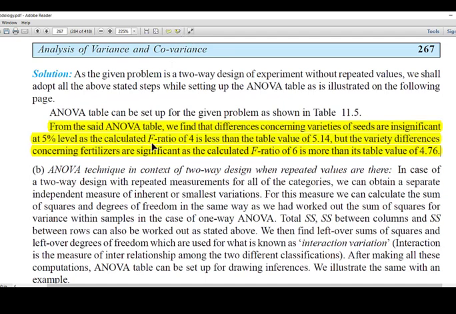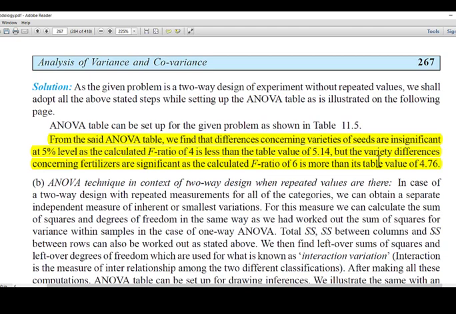From the said Anova table, we find that the differences concerning varieties of seeds are insignificant at 5% level, as the calculated F ratio of 4 is less than the table value of 5.14. But the variety differences concerning fertilizers are significant, as the calculated F ratio of 6 is more than its table value of 4.76. So this is our conclusion.